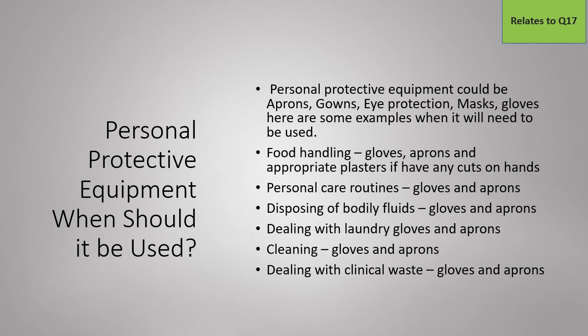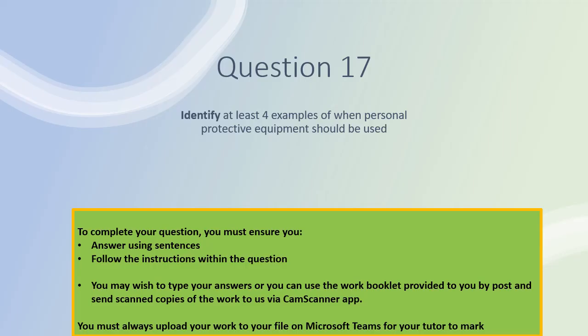Personal care routines, whether it be children or adults, you need to wear gloves and aprons. Disposing of bodily fluids, again, gloves and aprons. Laundry, gloves and aprons. Cleaning, gloves and aprons, and dealing with any chemical waste, gloves and aprons. That we call PPE, the personal protective equipment.